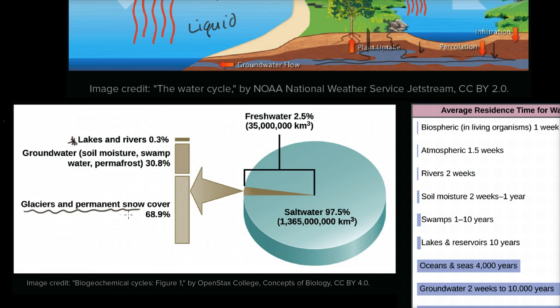And it makes you think about what would happen if this stuff were to melt. And then you also have groundwater, which we could have access to. That's why people dig wells. So we're talking about groundwater, which includes soil moisture, swamp water, and permafrost. But very little of the water is actually in lakes and rivers, which I personally find fascinating. It wasn't obvious to me before I frankly saw this chart.